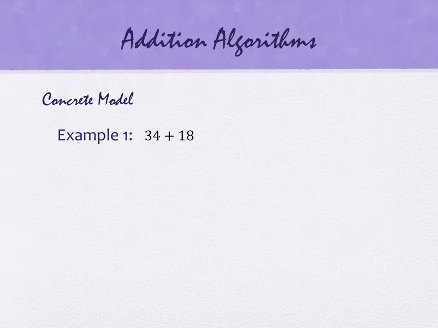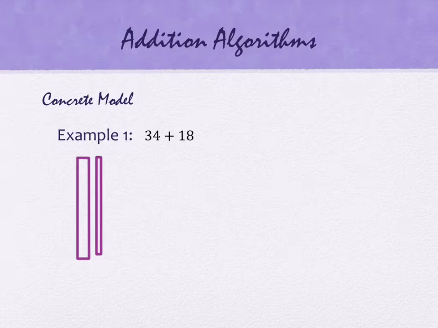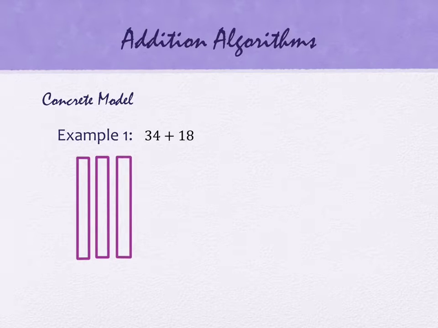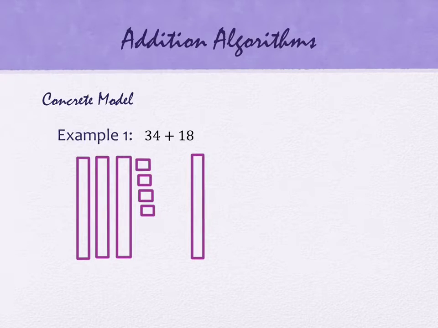So when I see 34, I have 3 longs. Each of my 3 longs are 10 long because I'm working in base 10, okay? And then I have 4 units. So this is a concrete representation of the number 34. And then I'm adding to this the number 18. So here's 1 long, and now I have 8 units.